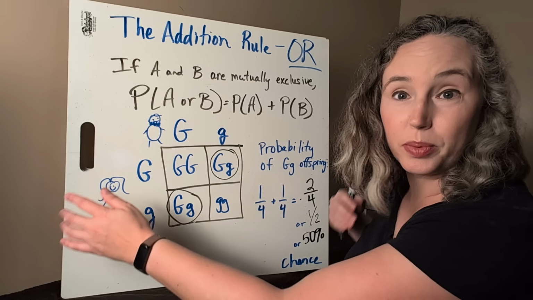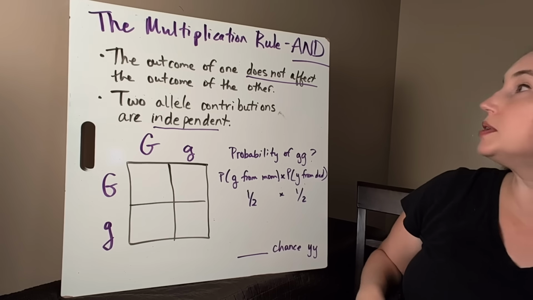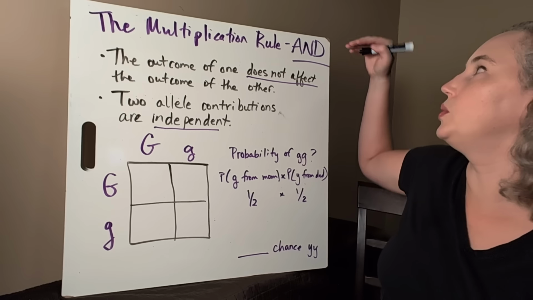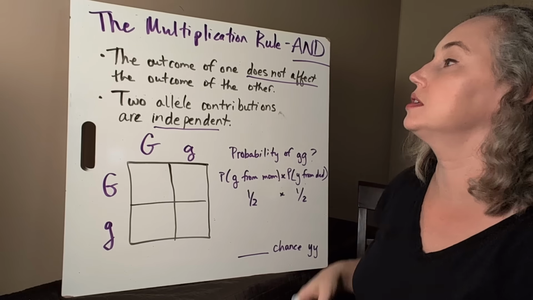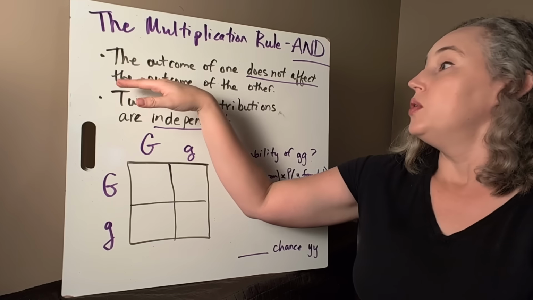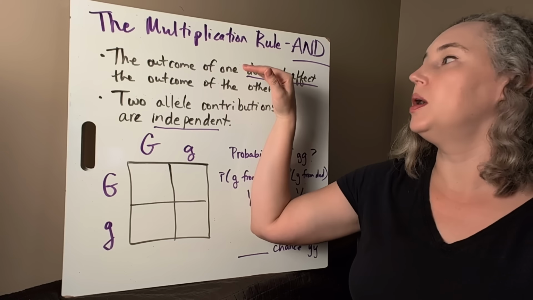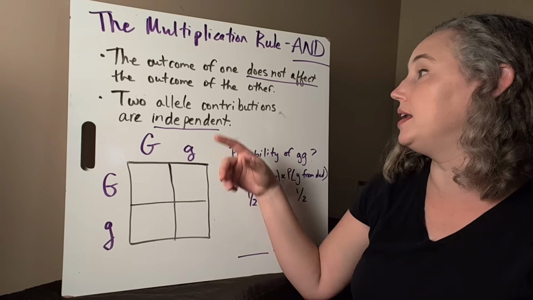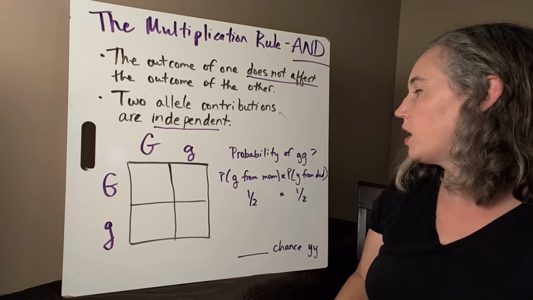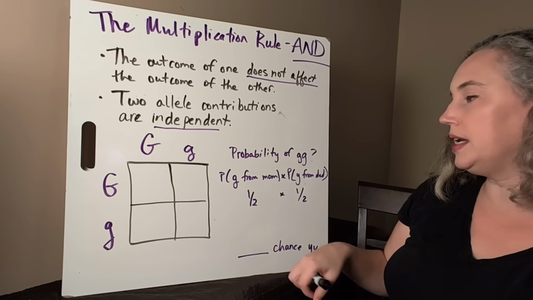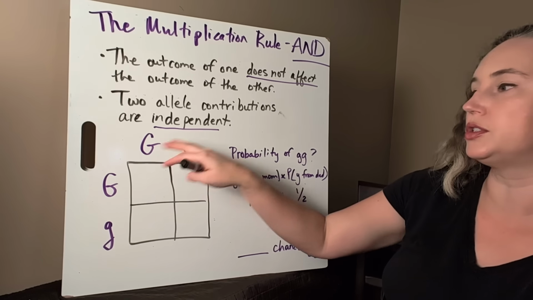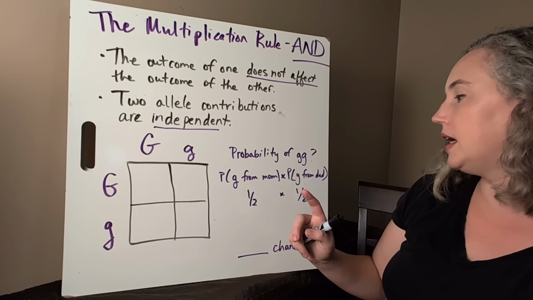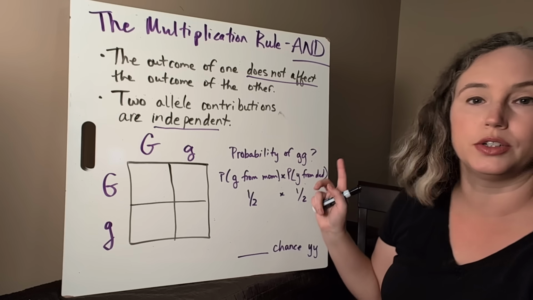Now let's look at the multiplication rule. The multiplication rule we're going to use when we have "and" questions. So we're going to use this when the outcome of one event happening does not affect, or is independent of, the other.